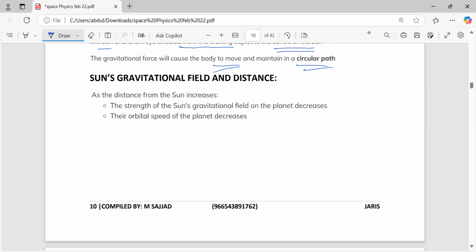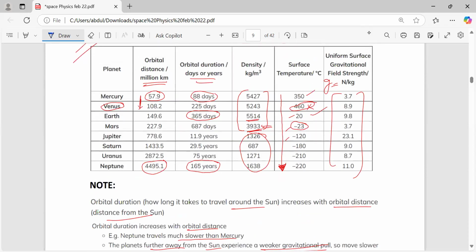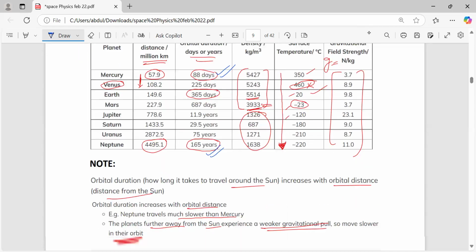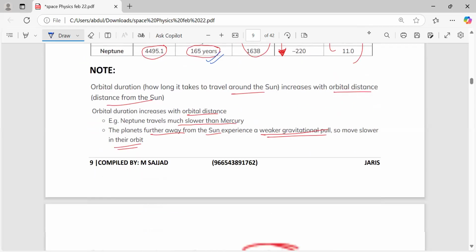The sun's gravitational field and distance: as the distance from the sun increases, the strength of the gravitational field on the planet decreases. That's why the orbital speed of the planet decreases. We studied this even in the last class, when we were talking about why Mercury orbits once around the sun in 88 days while Neptune takes 165 years. So there were two reasons. One is the distance which Neptune has to travel, which is so long as compared to Mercury. And secondly, Neptune is moving very slowly, with a smaller orbital velocity as compared to Mercury or other planets which are closer to the Sun.